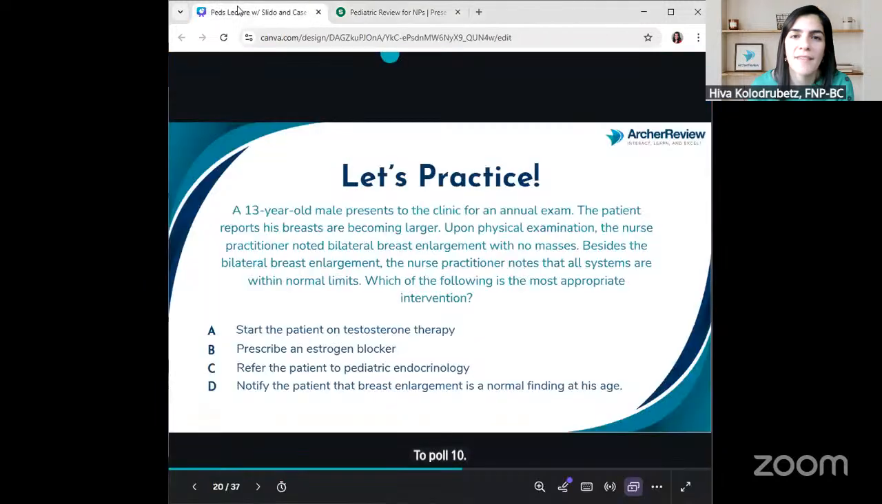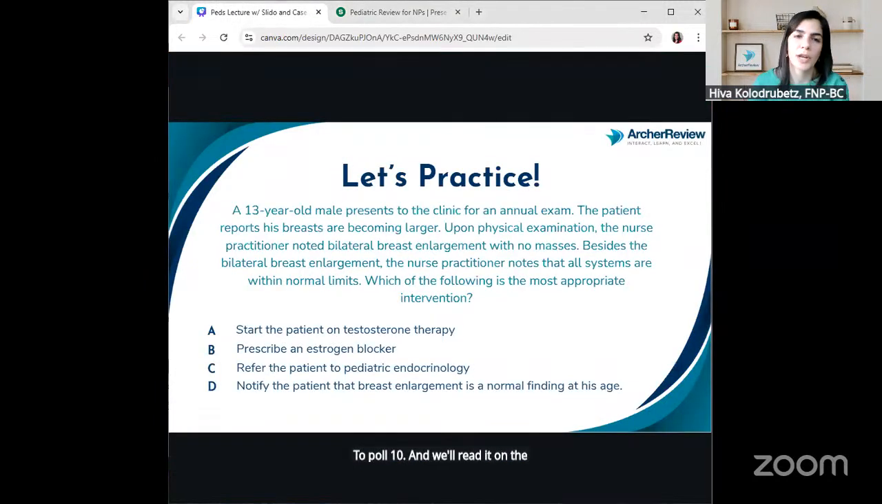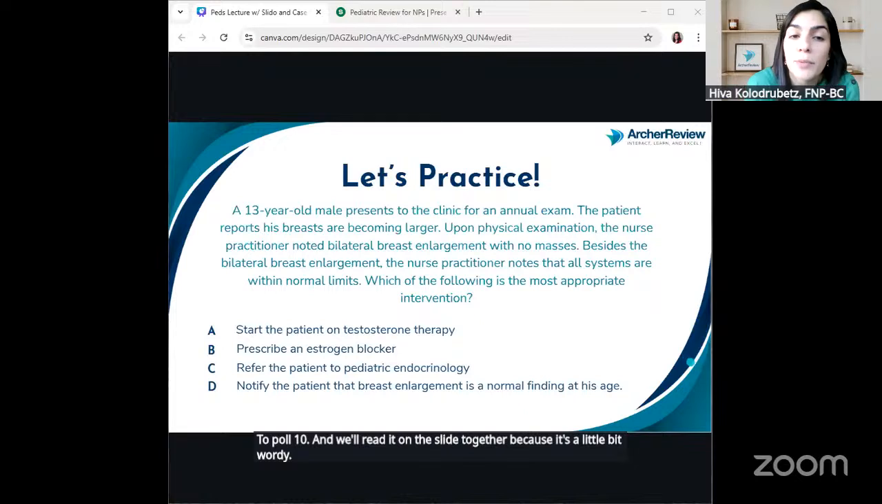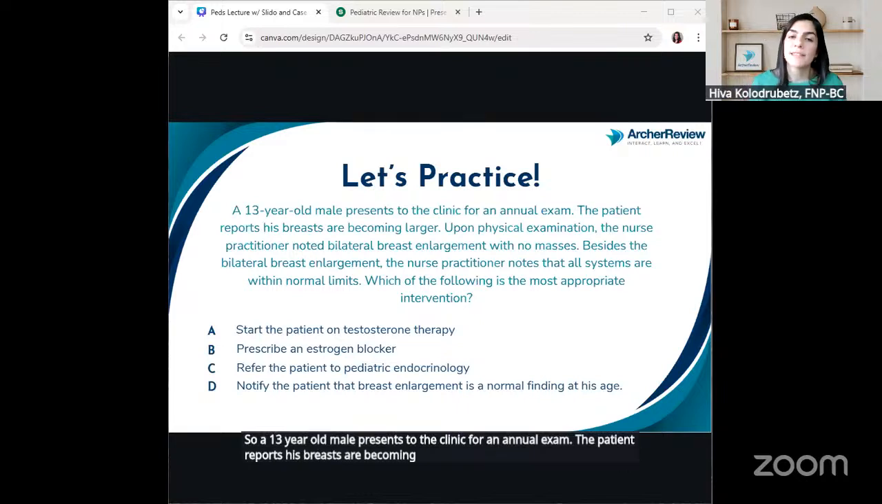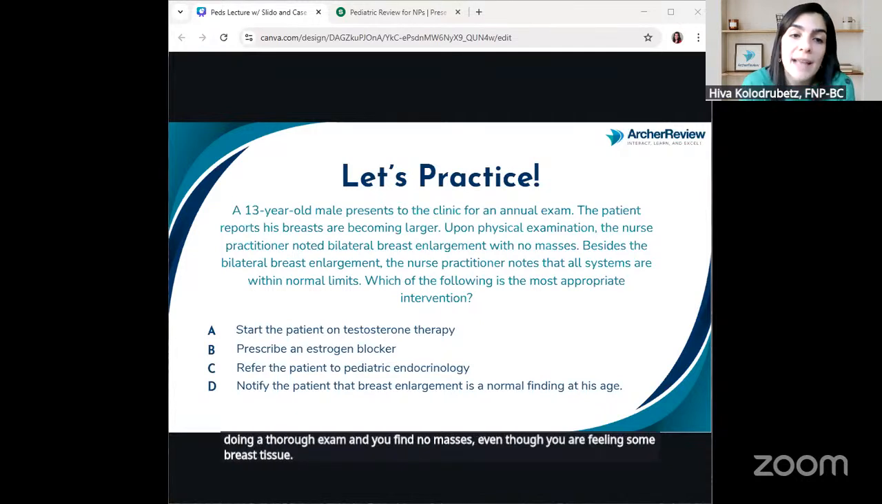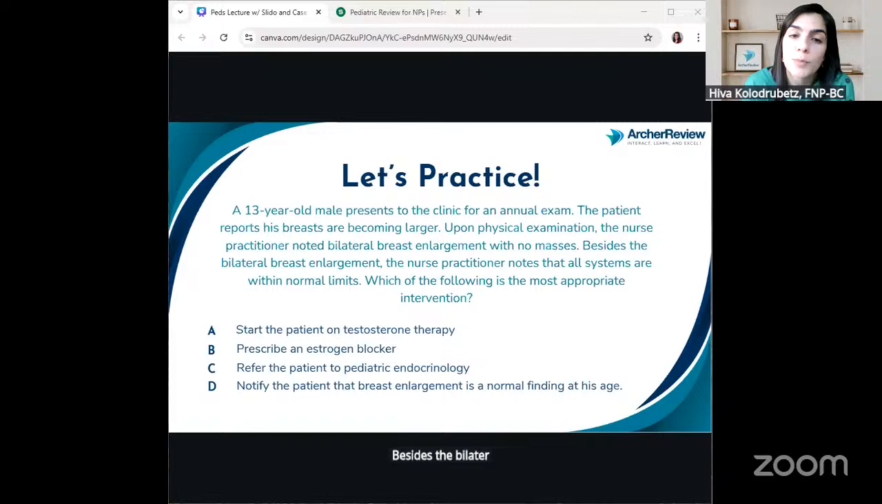And we'll read it on the slide together because it's a little bit wordy. So a 13-year-old male presents to the clinic for an annual exam. The patient reports his breasts are becoming larger. Upon physical exam, the nurse practitioner noted bilateral breast enlargement, but with no masses. So you're doing a thorough exam and you find no masses, even though you are feeling some breast tissue. Besides the bilateral breast enlargement, the nurse practitioner notes that all systems are within normal limits.